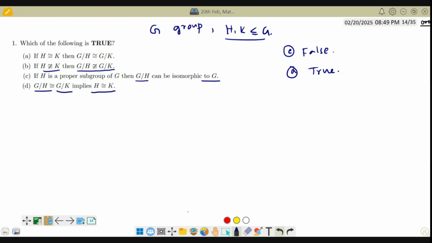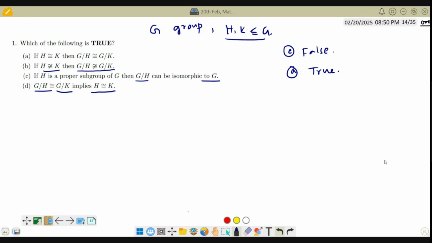Someone said D is false. Can you give a counterexample for D? Why is D false? Just try to answer. If your answer is wrong, that is not a big issue. Thinking about an example.